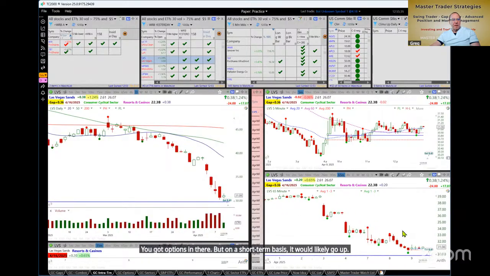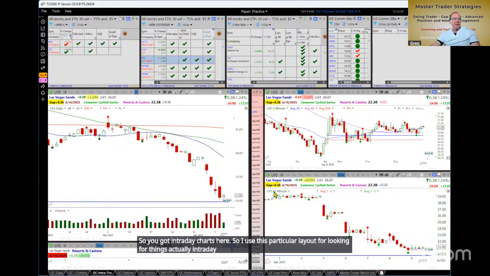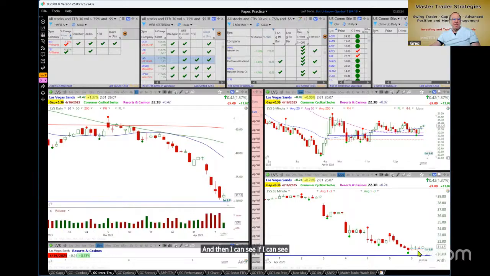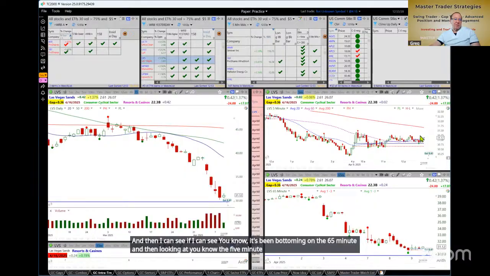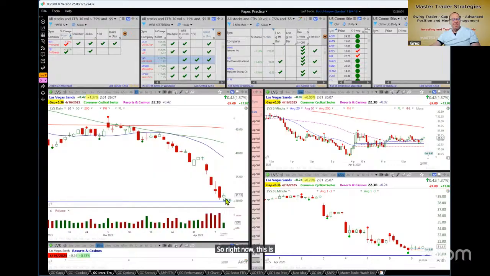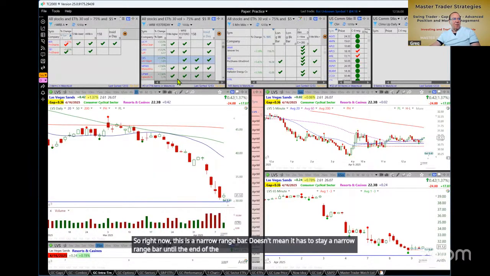So you've got intraday charts here. I use this particular layout for looking for things intraday as an anticipatory tool. They're anticipating 1-2-3 type patterns, and then I can see if it's been bottoming on the 65-minute, and look at the 5-minute for a short-term trade which might be setting up. Right now this is a narrow range bar. Doesn't mean it has to stay a narrow range bar until the end of the day. We don't know.